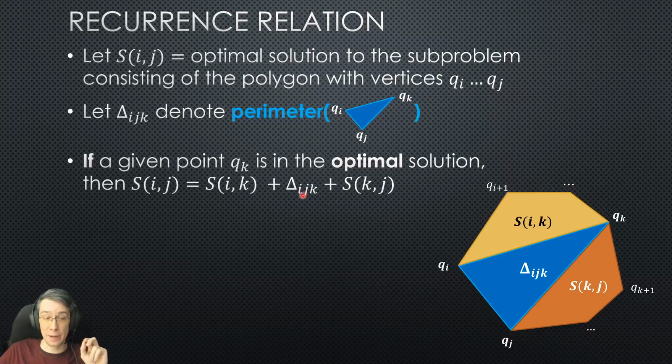So if this triangle, qi, qk, qj, is in the optimal solution, then the optimal way to triangulate all of these vertices from qi up to qj is the optimal way to triangulate qi up to qk, that polygon, plus the perimeter of this triangle, delta ijk, plus the optimal way to triangulate the remaining piece from qk all the way up to qj, this polygon. So S of ij is S of ik plus delta ijk plus S of kj.